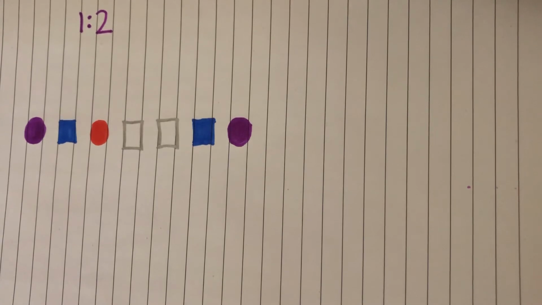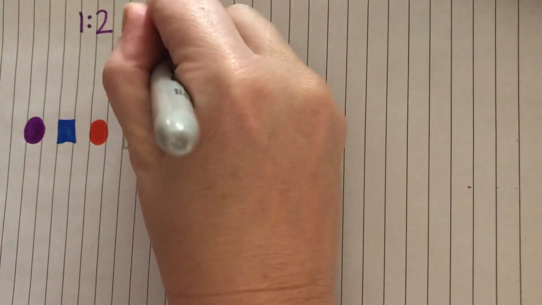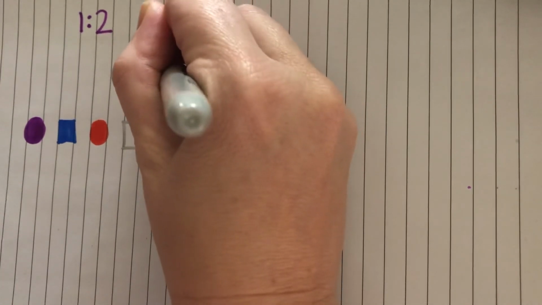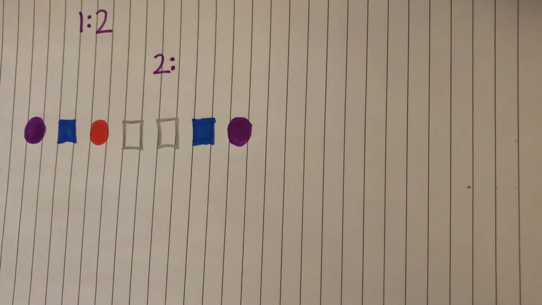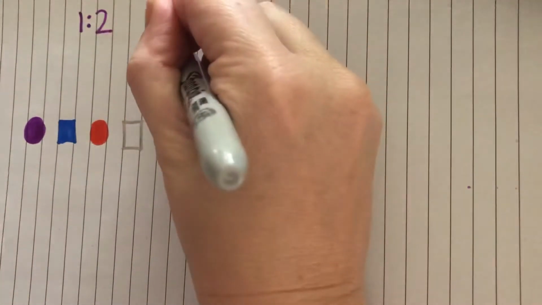All right, what about this time if we were to say, what is the ratio of purple circles to blue squares? So again, starting with purple circles. So this time, 2 is our first number. Is to 2, our ratio sign always goes there in the middle. What did I say? Blue squares. Blue squares, there are 2.